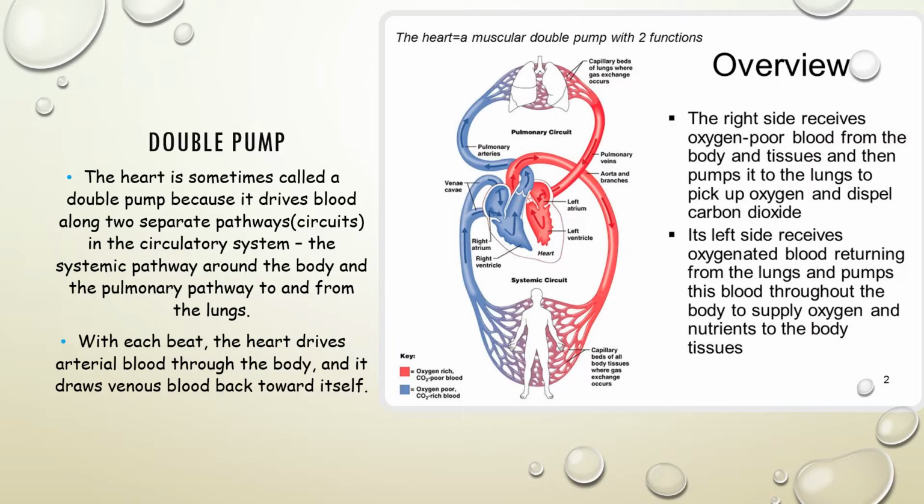You need to be fully aware that the heart is a double pump. The right hand side receives oxygen poor blood from the body, and the left hand side receives oxygenated blood returning from the lungs and pumps this blood throughout the body to supply oxygen and nutrients to the body. With every beat, the heart drives arterial blood through the body and it draws venous blood back towards itself. You need to be aware of which side of the heart does what.